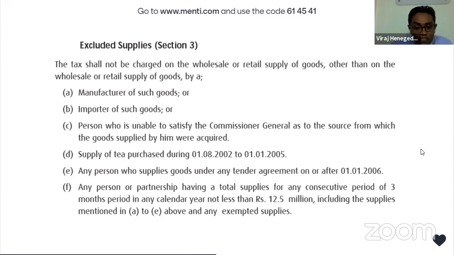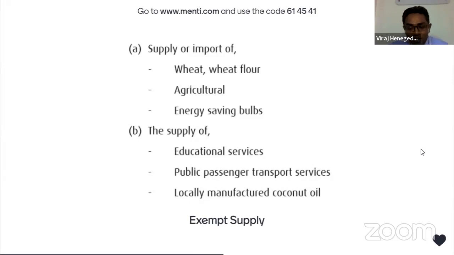Now you can see here, any person or partnership having total supplies in a consecutive period of 12 months of not less than 12.5 million. So less than 12.5 million, yes, you have to exclude. Not less than 12.5 million only is acceptable, because it says other than on wholesale and retail supply. So in your case, when you are making your VAT calculation, if you have excluded supply, because I'll be showing you how to file the VAT return, in there also you have to mention a separate page called excluded supply, where you need to put that amount if that particular category comes under this, right? Then I told you about the exempt supply. This is another example. This is a good example for exempt supply.